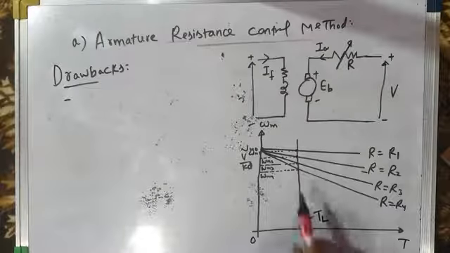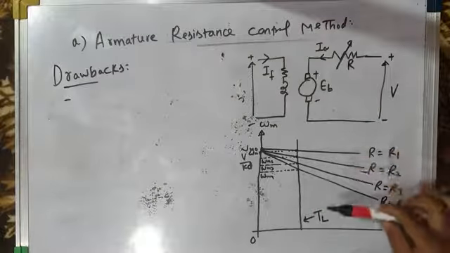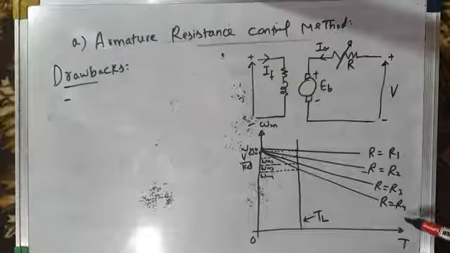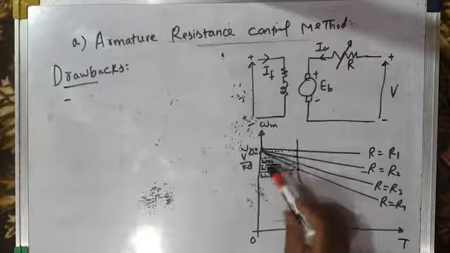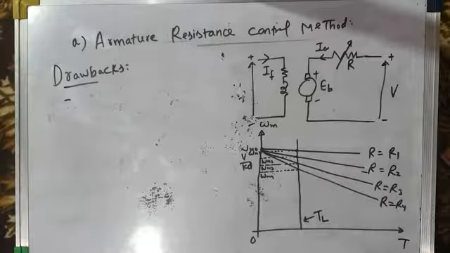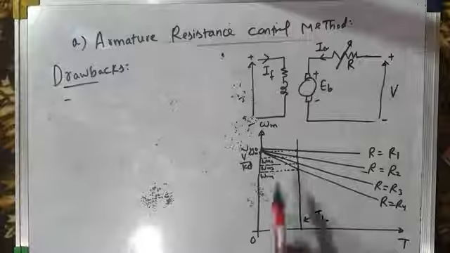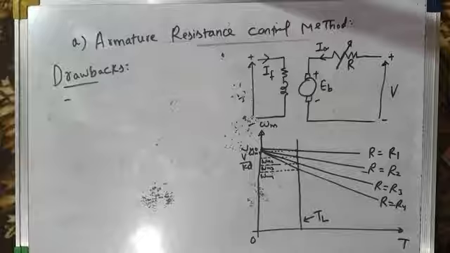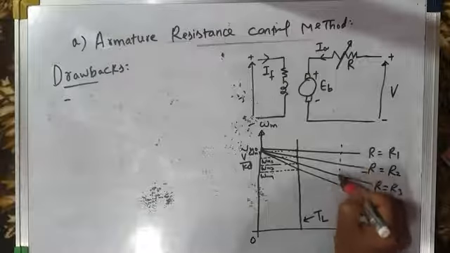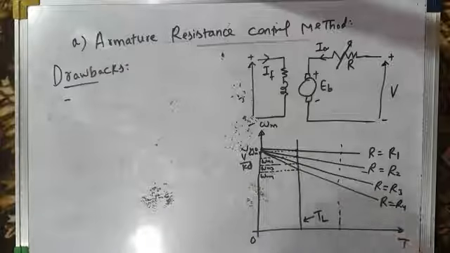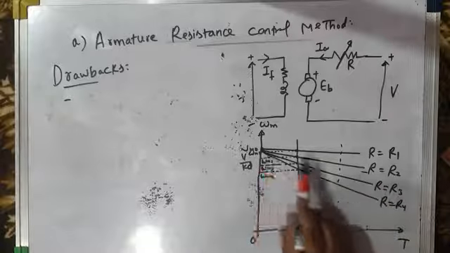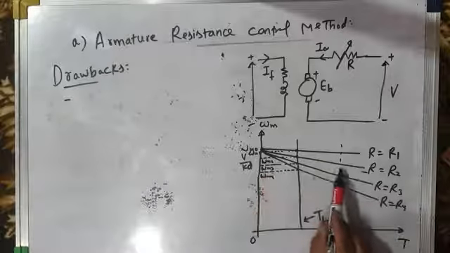The first drawback is that as you increase the armature resistance, the speed decreases. When you increase the resistance from R1 to R4, the speed decreases from omega m1 to omega m4. Fine, no problem. But what happens to the slope of the torque speed characteristic? The slope of torque speed characteristics increases. So if this is the full load torque, when you go from no load to full load, there is a large drop in the speed.